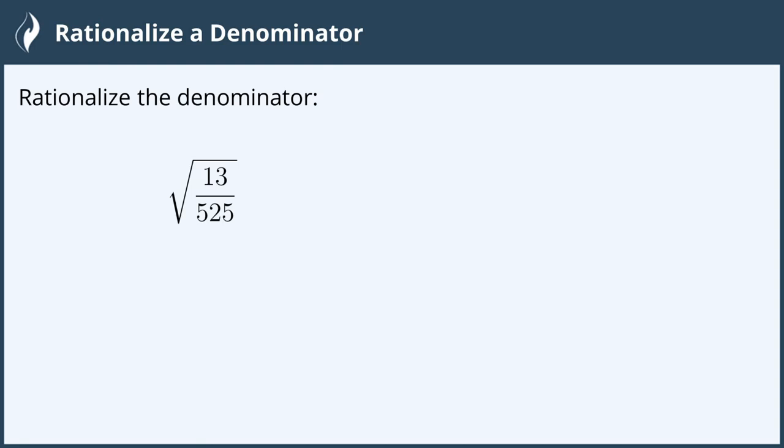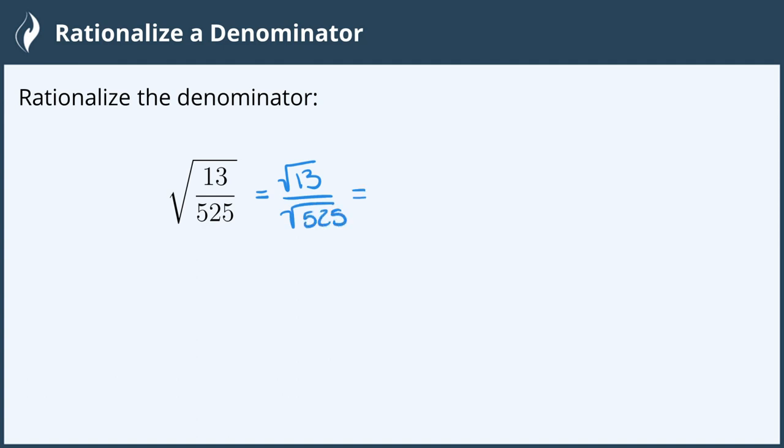Hi everyone! In this video we will rationalize a denominator. Rationalize the denominator for the square root of 13 over 525. Let's go ahead and break this using the quotient rule. The square root of 13 over the square root of 525.